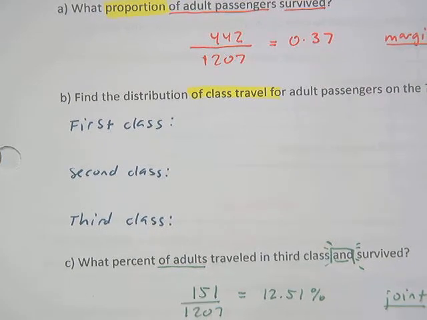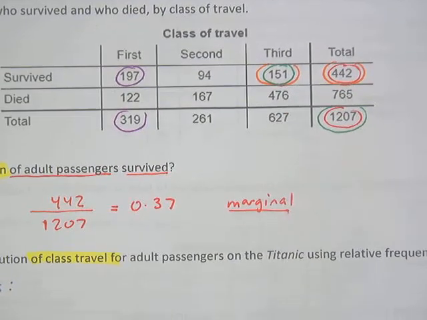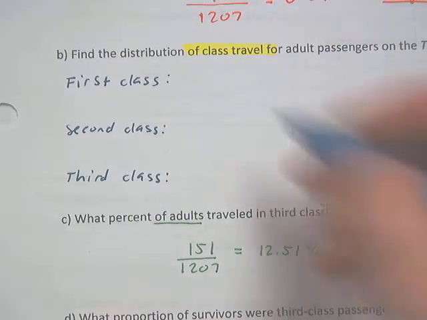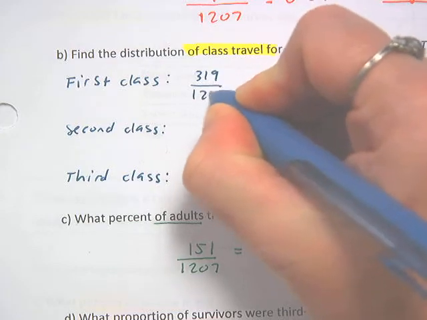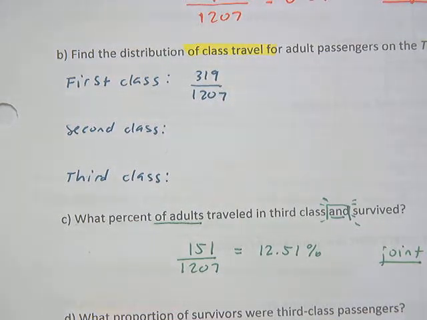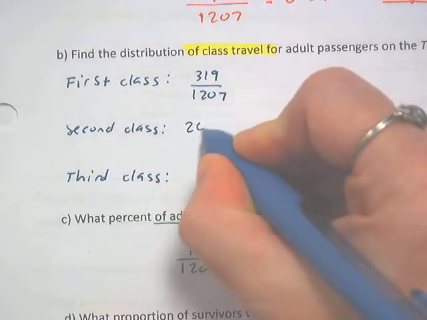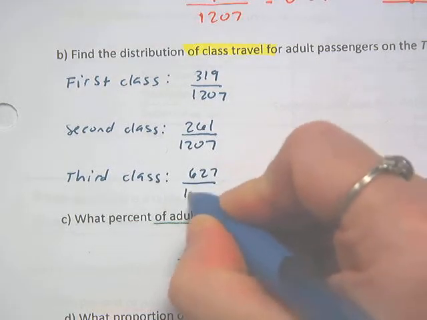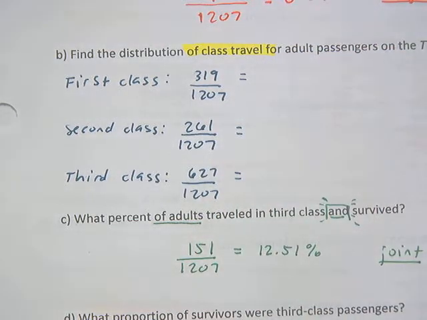So what percent traveled first class? So look up in your table. You're going to set up your fraction. 319 traveled first class out of how many? Everybody, 1,207. So you're going to just tell me the percent who traveled first class. That's 319 out of 1,207. And then you'll do the same for second class, 261 out of everybody. And third class was 627 people out of everybody. So the math is really easy. You're just going to have to know how to read it and how to divvy it up. So we're splitting this up by class travel.